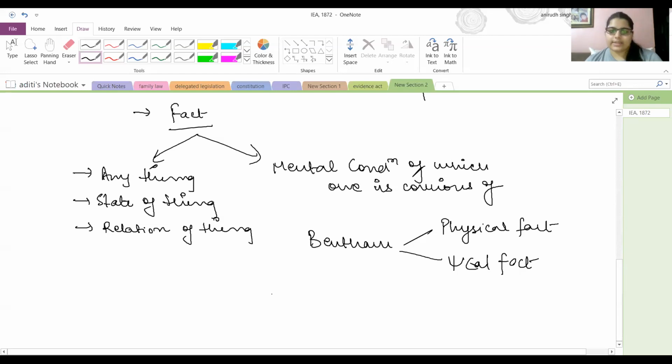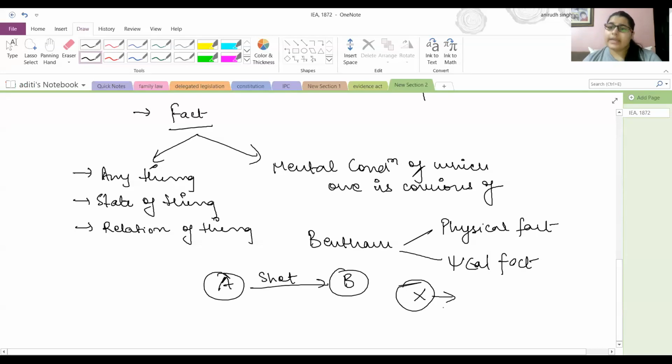Now let's understand this by an example. Let's suppose A is a person and B is a person. Now A has shot B. So in that particular case, what will be the physical fact? Let's suppose when A was shooting B, X was the person who was present at that particular point of time, and he basically saw A shooting B. So in that particular case, this will become a physical fact. That is, it is a direct evidence that is present in front of us that X has witnessed. X is an eyewitness and he has witnessed this thing.